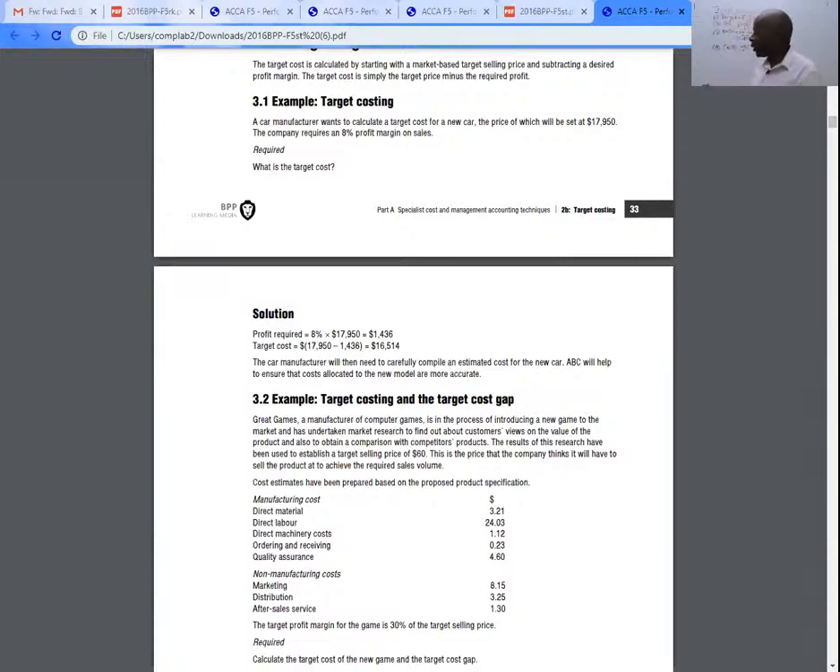We simply follow the steps that we have laid down. Is there anybody who wants Mwalimu to do this question very fast?